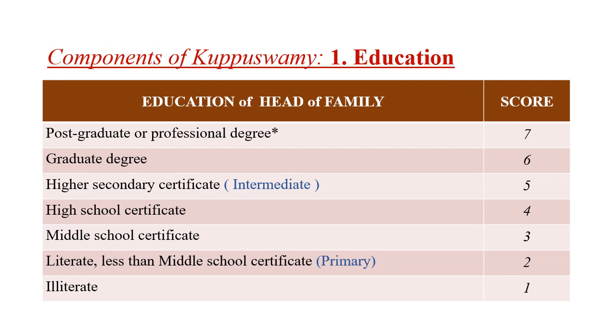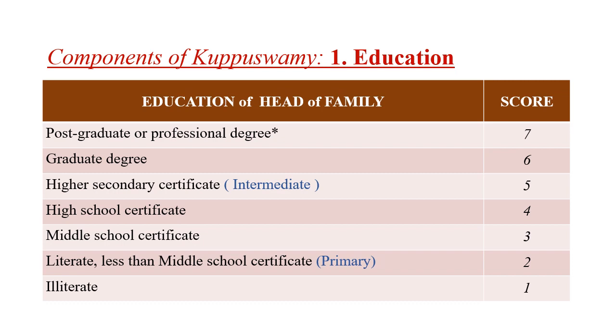So now coming to the different components of the Kuppuswamy scale. First of all, education. Here the education of the head of the family is considered. These are the different categories from highest: first is postgraduate or professional degree, then graduate degree, higher secondary certificate, high school certificate, middle school certificate, then literate, less than middle school certificate, and the last one is illiterate.